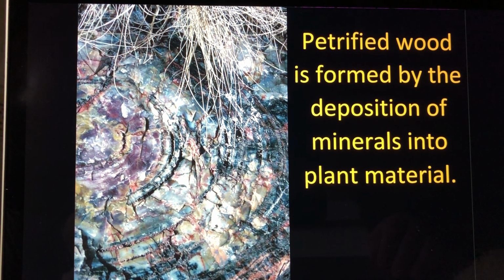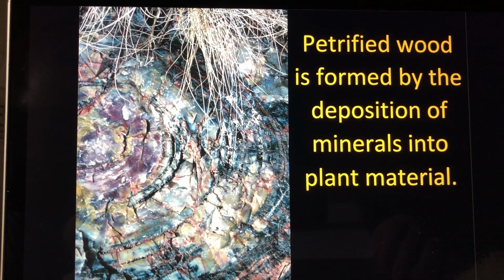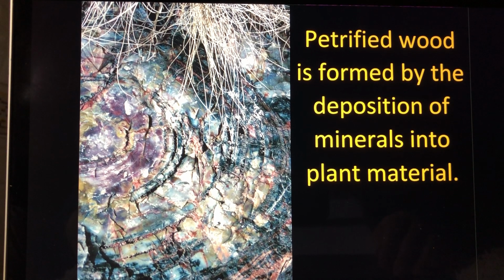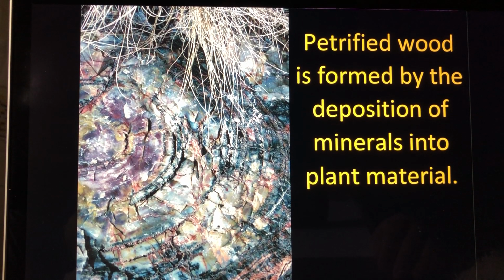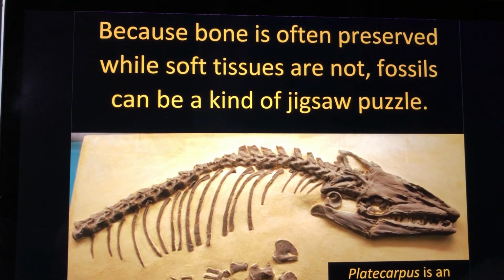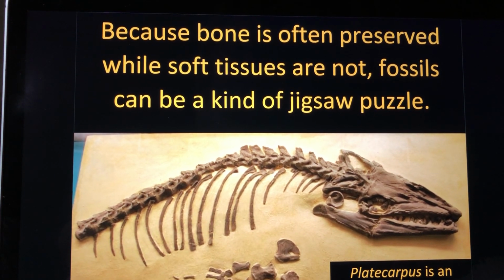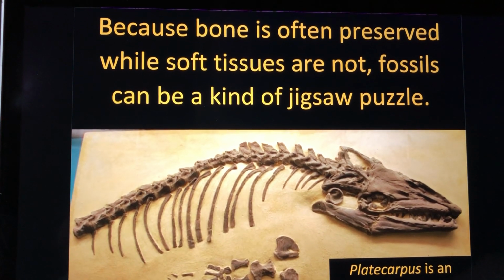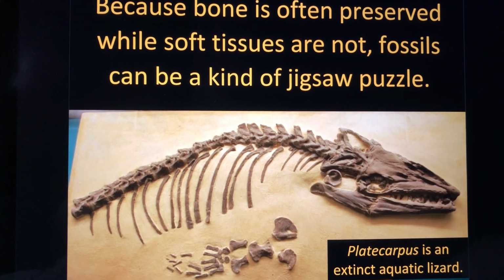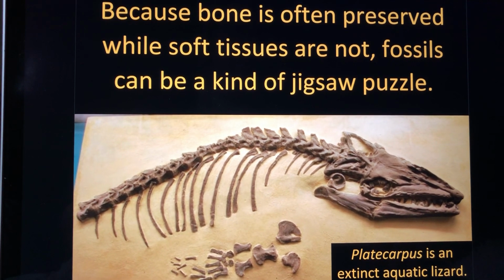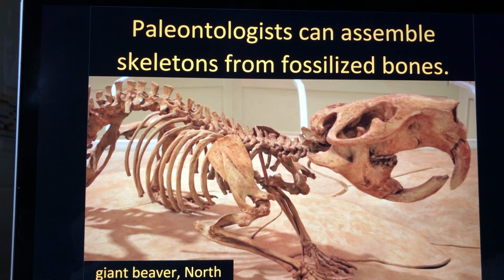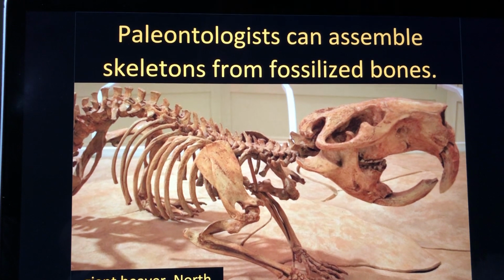And here we have the definition of that. Petrified wood is formed by the deposition of minerals into plant material. The deposition of minerals into plant material. Because bone is often preserved while soft tissues are not, fossils can be a kind of jigsaw puzzle. And that one was an aquatic lizard that they put together. Platycarpus. Those paleontologists, they can assemble skeletons from fossilized bones.